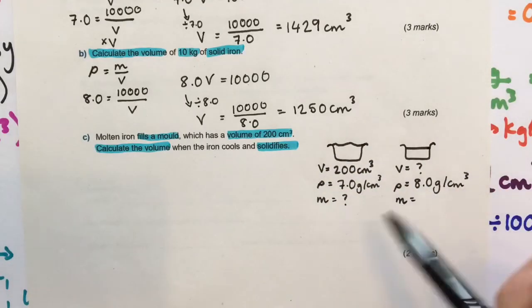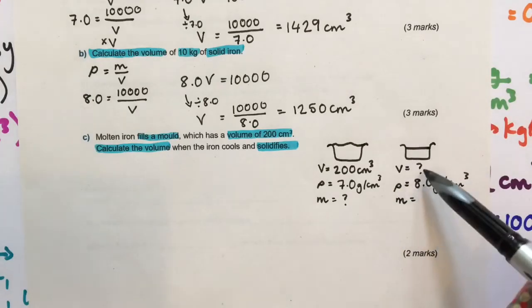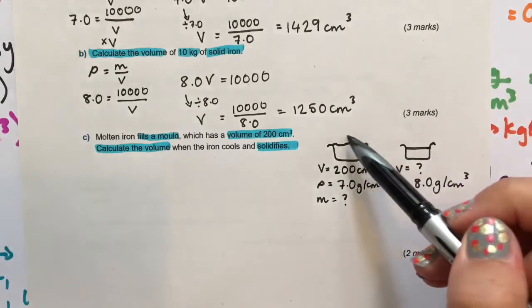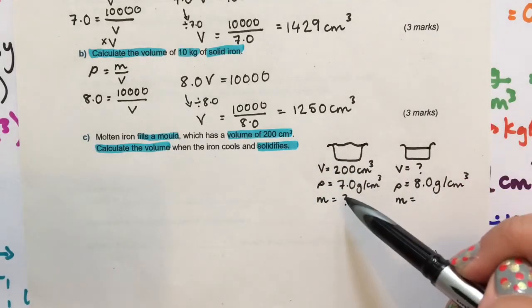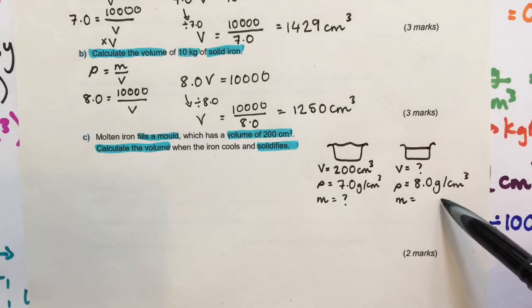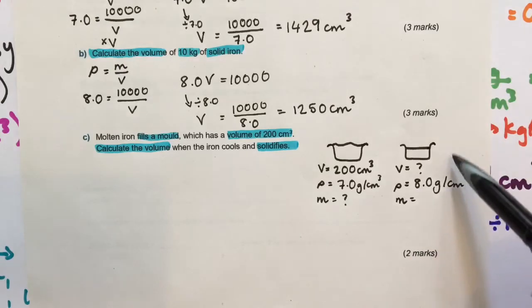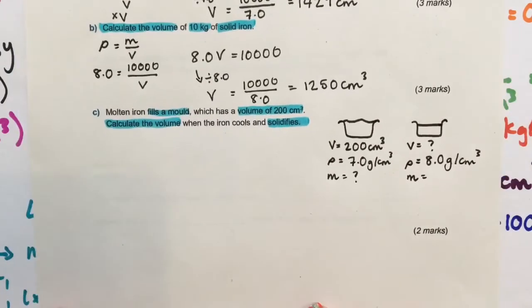So what we need to do first, we can't do anything with the solidified bit yet because we're missing two things, okay? So what we can do is look at this before section, work out the mass from the mass of iron that gets put into it. The same mass will be in it when it solidifies, so we can then rearrange to find the volume. So let's do this step by step.